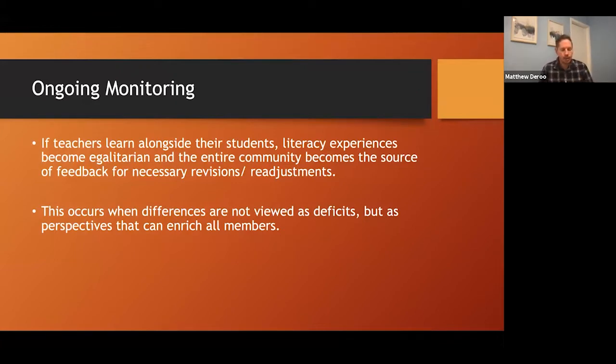And again, going back to my prior comments, this occurs when differences are not viewed as deficits, but rather as perspectives that can enrich all members, right? So we know that there's a difference in power. We talked about this before, that sometimes teachers have more power or school leaders have more power and students have less power. But if we're able to think about who the end goal is, the end goal is to promote the students and their learning. So let's listen to what the students have to tell us about the ways that their learning is working or not working. And the best way to do that is through ongoing assessment. That can be formal assessment, or that can be informal assessment.